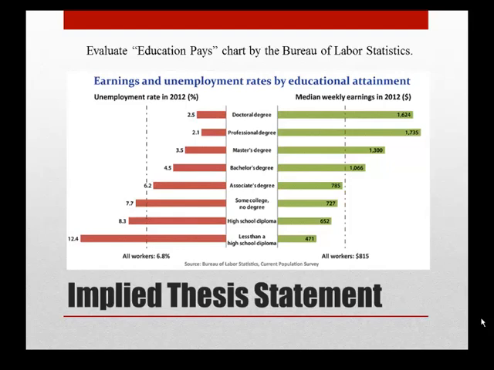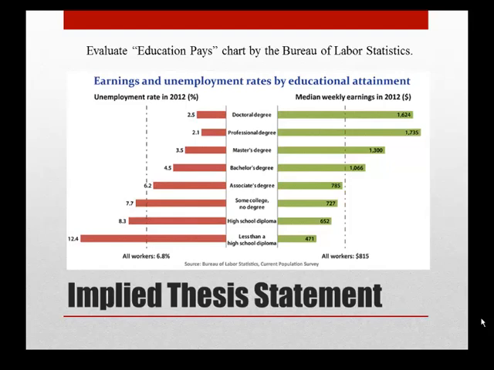This particular image is called Education Pays, and it's published by the Bureau of Labor Statistics. As you can see, the title is Earnings and Unemployment Rates by Educational Attainment. It means the education that you've earned. On the left-hand side in the red is unemployment rates in 2012, by percentage. And then on the right-hand side is the median or average weekly earnings in 2012.